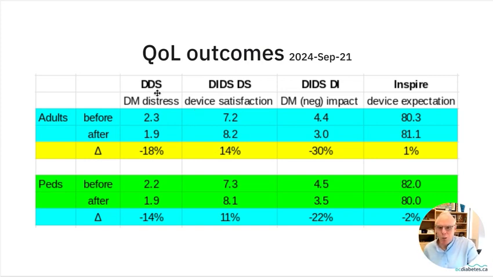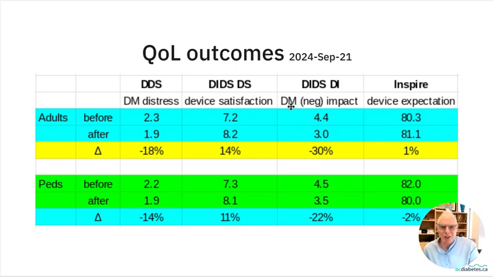Since October last year, we've continued to measure diabetes distress, and we've added 3 other questionnaires: device satisfaction, diabetes impact, which measures how much negativity there is to do with diabetes, and then device expectation. In adults, you can see that on average, diabetes distress has fallen. Anything below 2.0 is considered low. Device satisfaction, in other words, how you feel about Loop, has risen by 14%.